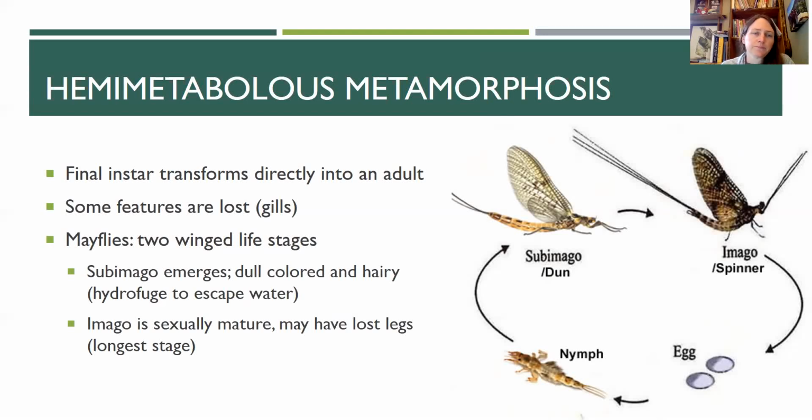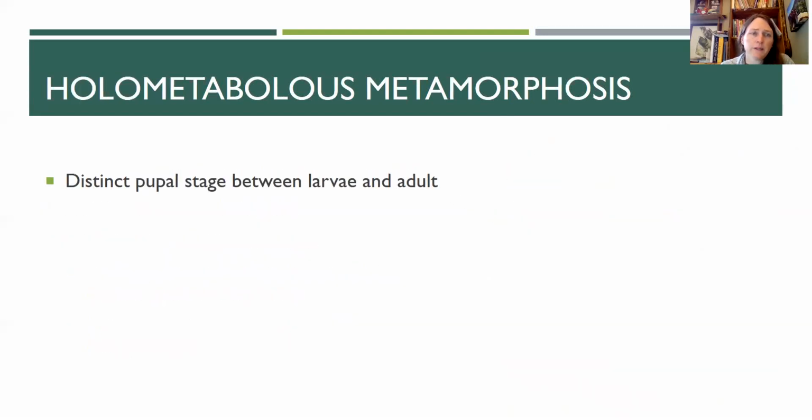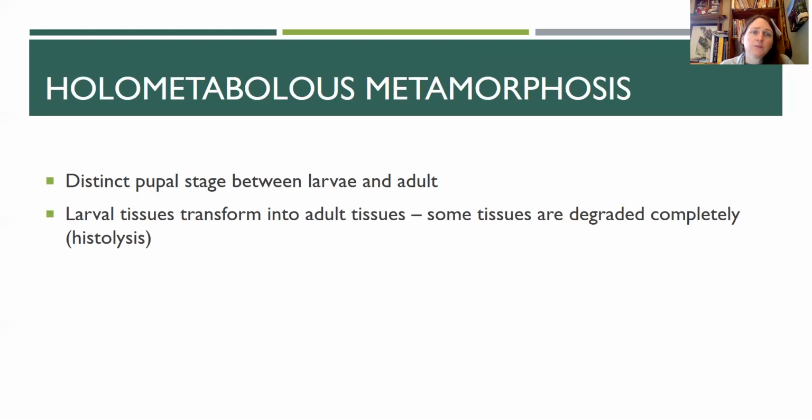This imago stage. A holometabolous metamorphosis is when there's a distinct pupal stage between the larvae and the adult. And in this case, the larval tissues transform completely into adult tissues, and those tissues can be degraded completely, like in a butterfly, transforming from a caterpillar into a butterfly. There's almost complete histolysis, which is amazing, that the body just breaks down into this goo, but somehow the memories that are held by the larvae, by the caterpillar, persist into the adult stage. So it's a pretty amazing transformation process.